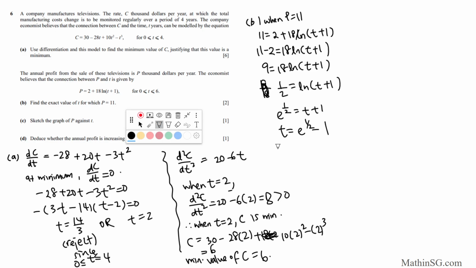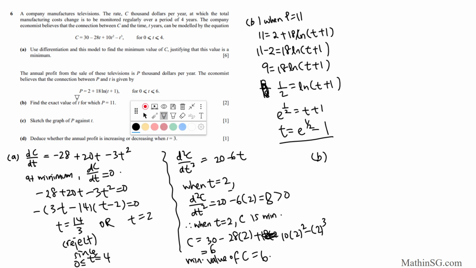Okay, so I found the value of t when p is 11, which is e to the power of half minus 1. Next, we are asked to sketch the graph of p against t. So basically just put this equation into the GC. And take note, you are given t from 0 to 6, so you only need to draw from 0 to 6, nothing more, okay?